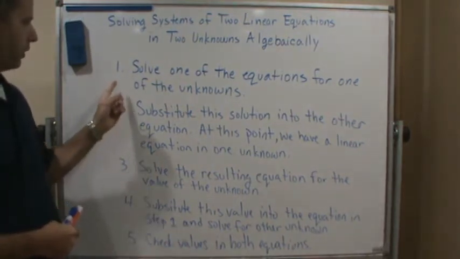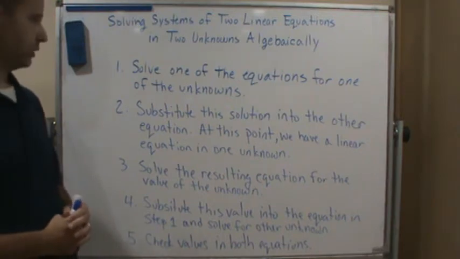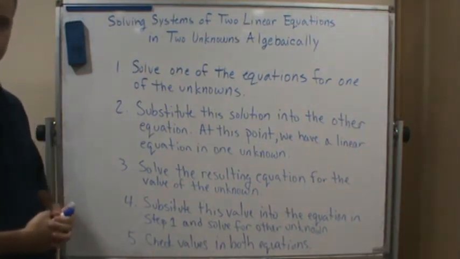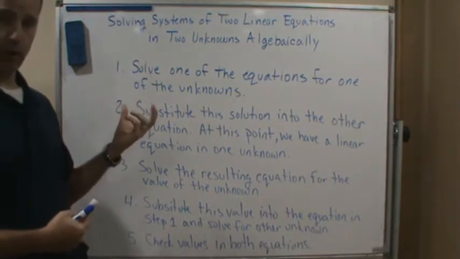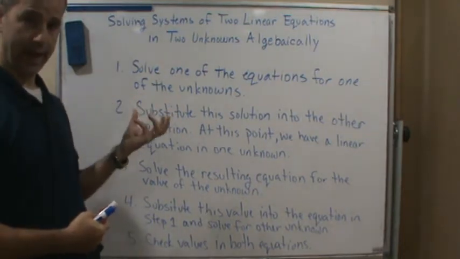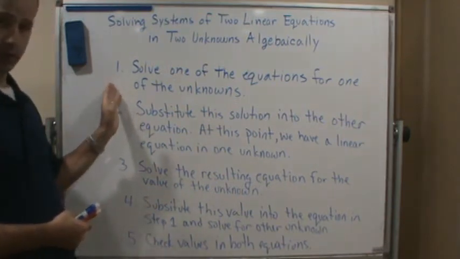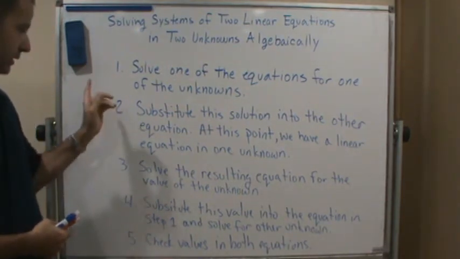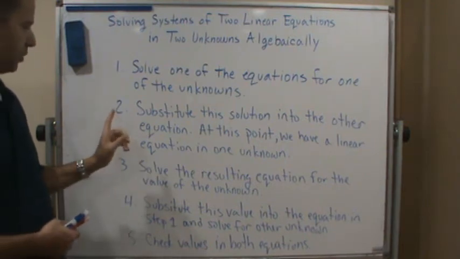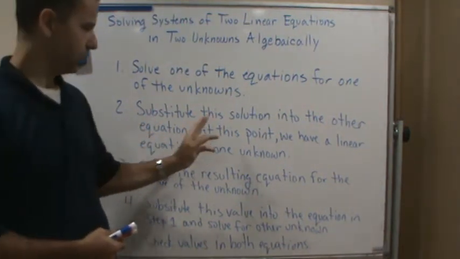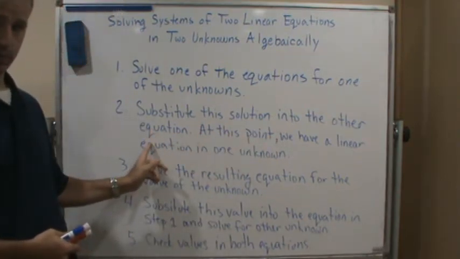So step one, you're going to solve one of the equations for one of the unknowns. It'll be isolating one of the unknowns so that you have that unknown equal to something else. That's step one. Then step two, you're going to substitute this solution into the other equation.